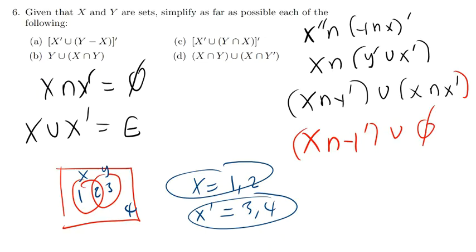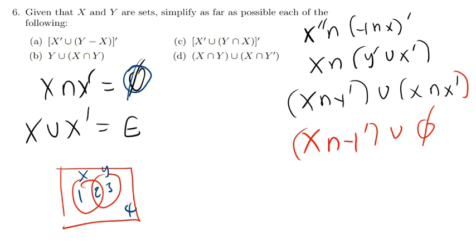That's the reason why it's an empty set. Now let us also talk about the reason why x union x complement is the universal.